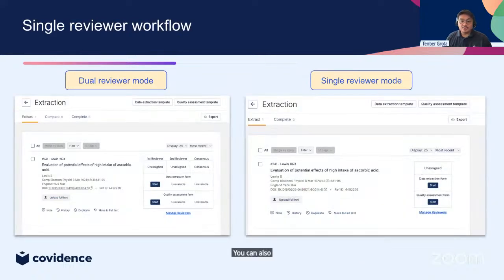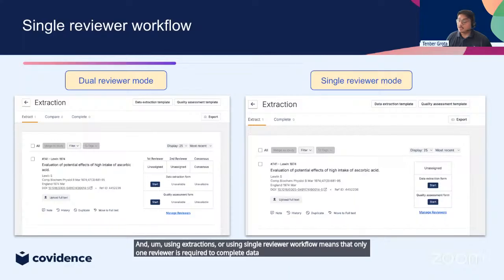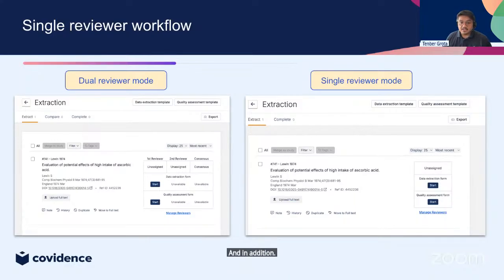You can also now switch between dual reviewer and single reviewer mode in extraction one. Using the single reviewer workflow means that only one reviewer is required to complete data extraction and quality assessment on each study. And in addition, you will not need to complete a consensus step if you're doing data extraction in single reviewer mode.